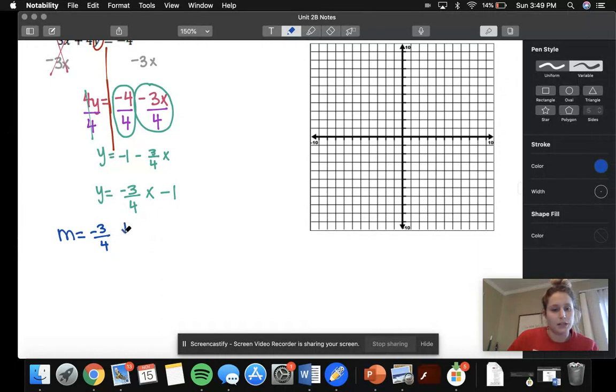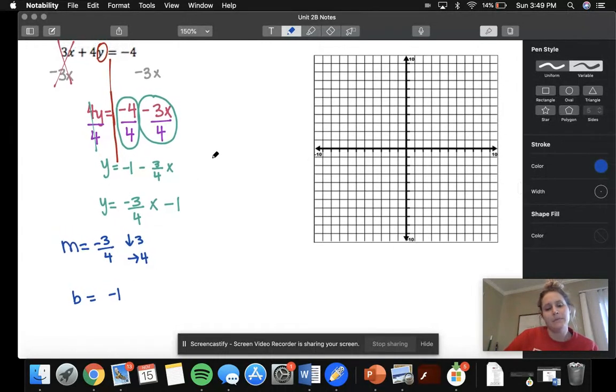So down 3, right 4. And then our beginning value is this b value, which is negative 1. So we need to begin first. So we're going to start at 0, negative 1 on the y-axis. And then there, I'm going to go down 3, right 4, down 3, right 4, down 3. I'll just kind of guess that one's the last 4.